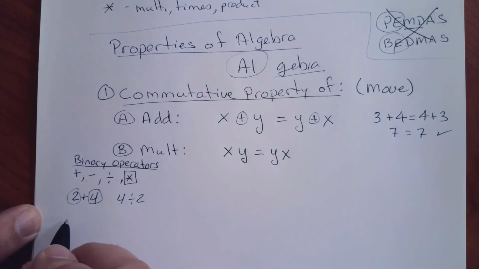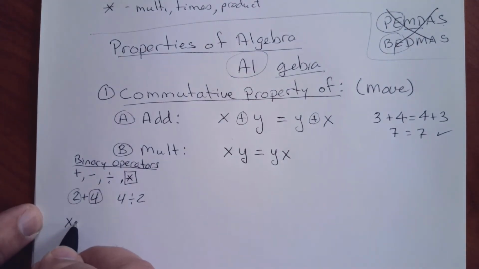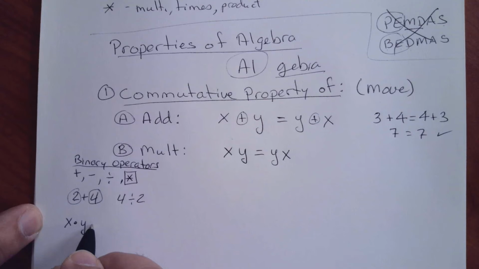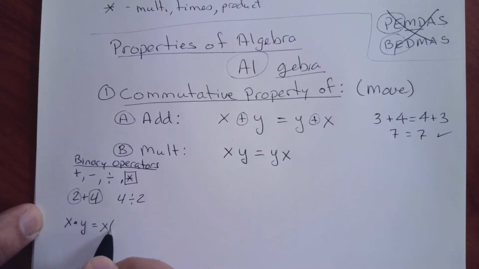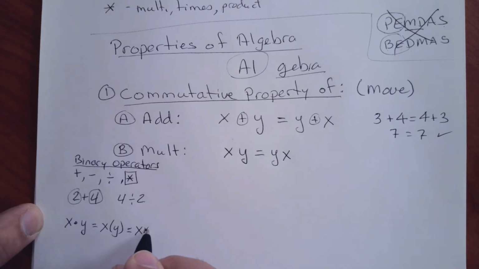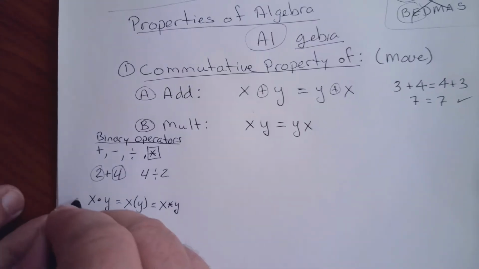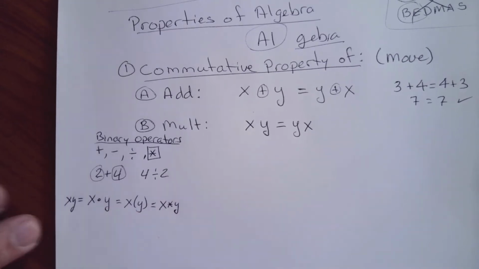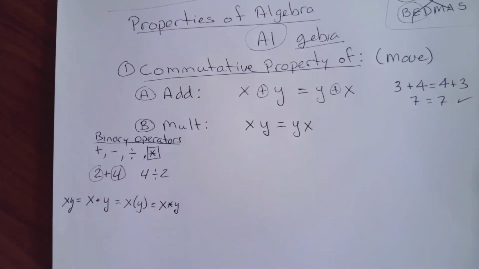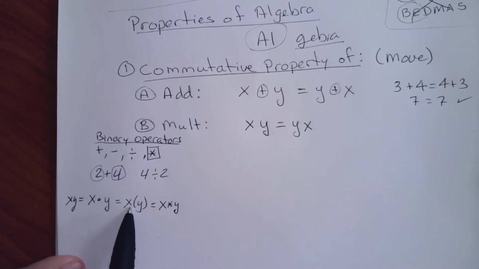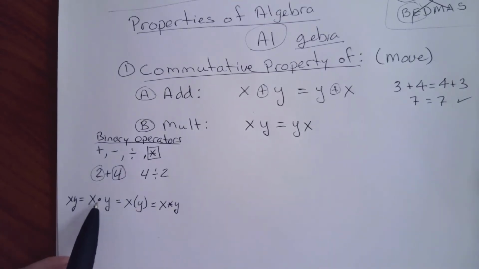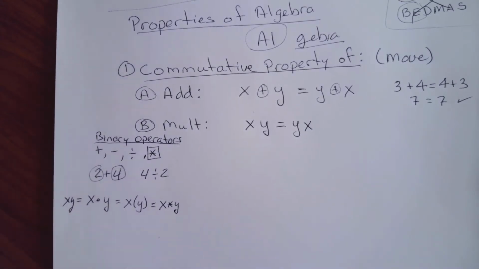Multiplication, I can either write it this way, I can write it this way, I can write it that way, or I can write it this way. Yes, it's there. This one, there's nothing there, but it's implied it's there. This one's there, it's a dot. Multiplication is the only one that doesn't have to be there to be there.